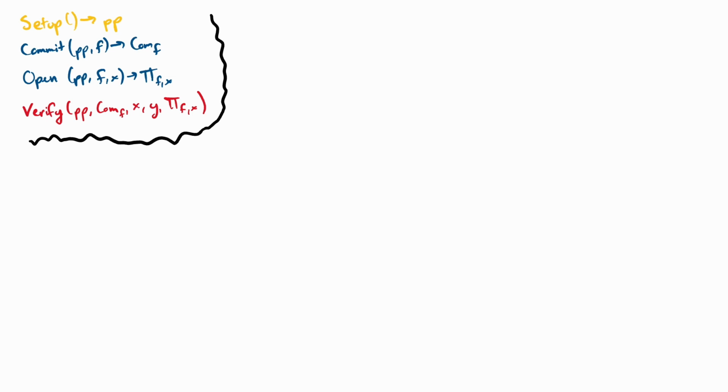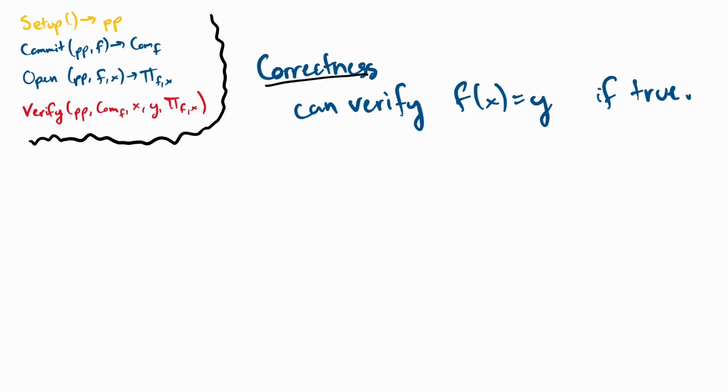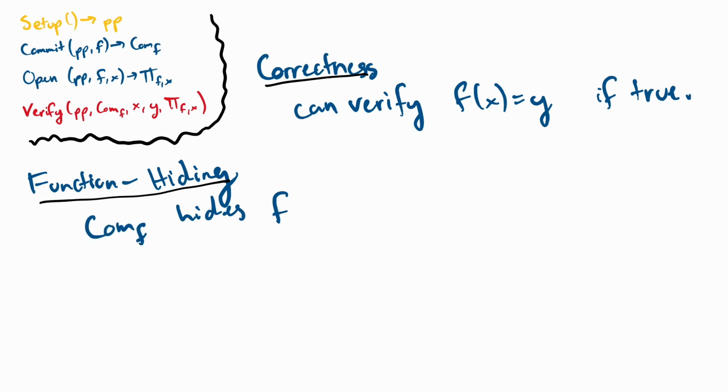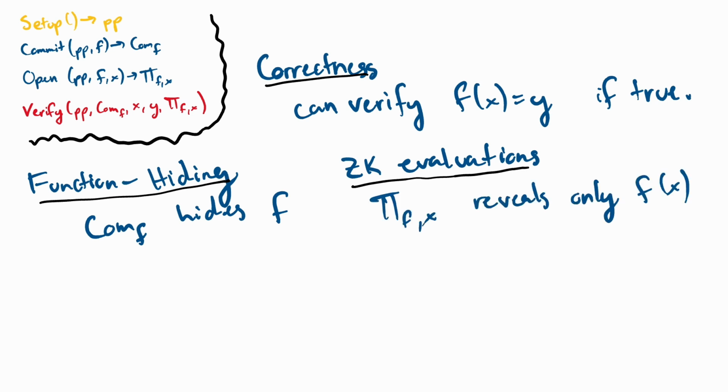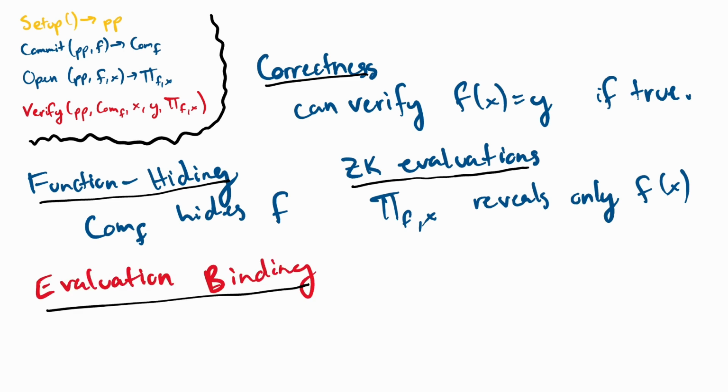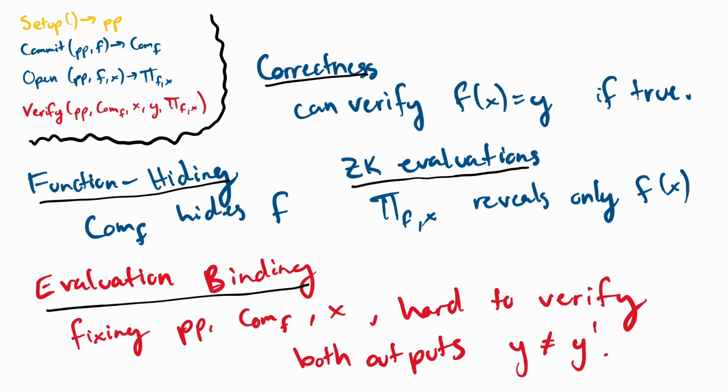For this particular problem, we're interested in 4 properties. Correctness, which means that if the prover and verifier are working, then they really will be able to verify if f of x equals y. Function hiding: the commitment to f should not reveal anything about f. Zero knowledge evaluations: the openings pi_fx should reveal nothing about f. And lastly, evaluation binding. If we fix the public parameters, the commitment, and the input x, then it should be hard to verify 2 different outputs, because the commitment should really commit to one function.